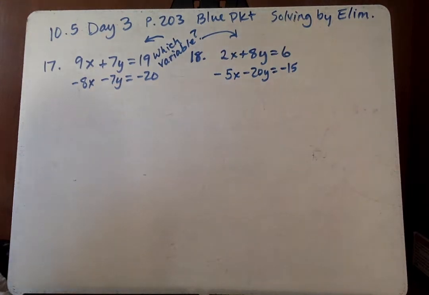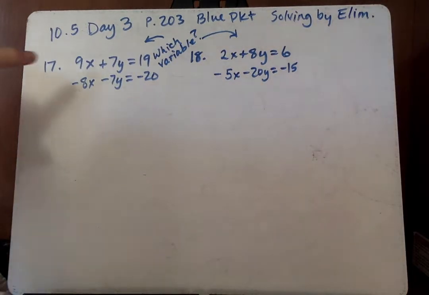This is day 3 on solving systems of equations by elimination. We have a flow chart here that says solving by elimination. Do the x values make a zero pair? I went ahead and wrote number 17 on here, and we're going to use the flow chart to help us decide what to do.